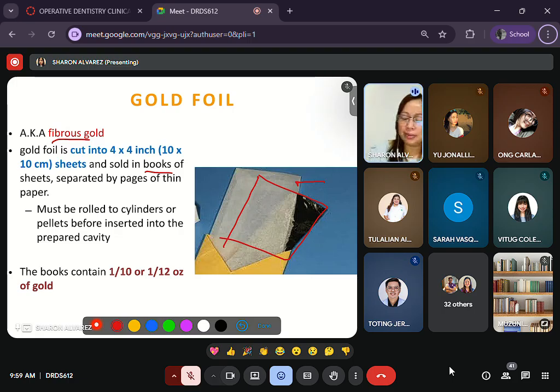So later, I will be discussing how the dentists are going to use this in restoration, because dentists would need to prepare this. It's not yet ready for restoration. Dentists would need to cut this, to roll this, so that they can use it for restoration. So later, I'll be showing you that.